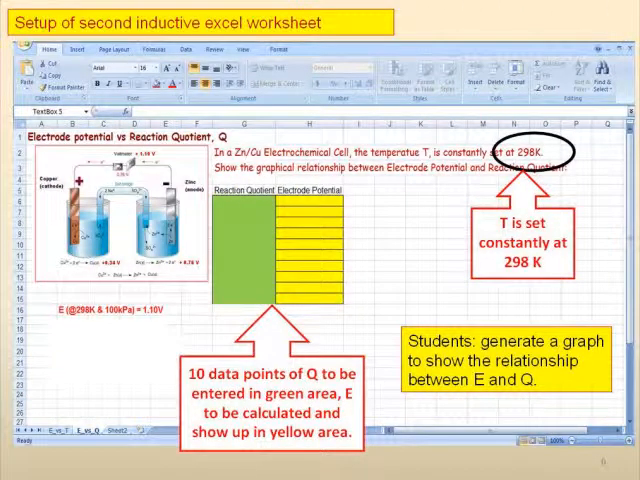In the second worksheet, the temperature T of the electrochemical cell is set constantly at 298 K. The students are going to enter 10 appropriate data points of reaction quotient Q in the green area. Similar to the first one, a corresponding value of electrical potential E will show up automatically in the yellow area once a data point of Q is entered. The next step for the student is to generate a graph to show the relationship between E and Q.